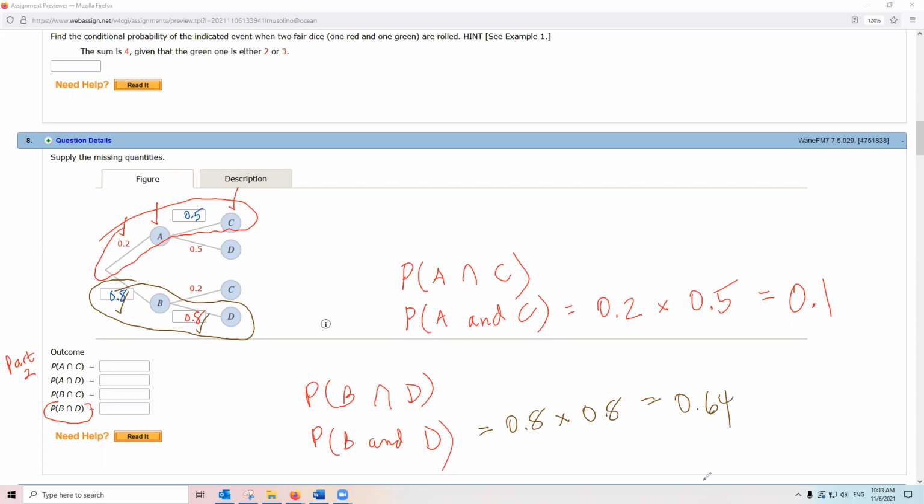So first step here is you got to fill in this diagram. To do that, make a note that the branches have to add up to 1. You know, 2 branches coming out of the same node, those probabilities must add up to 1. And then to do part 2 of this question, multiply the probabilities for the path you're taking depending on the nodes that the problem gives you.